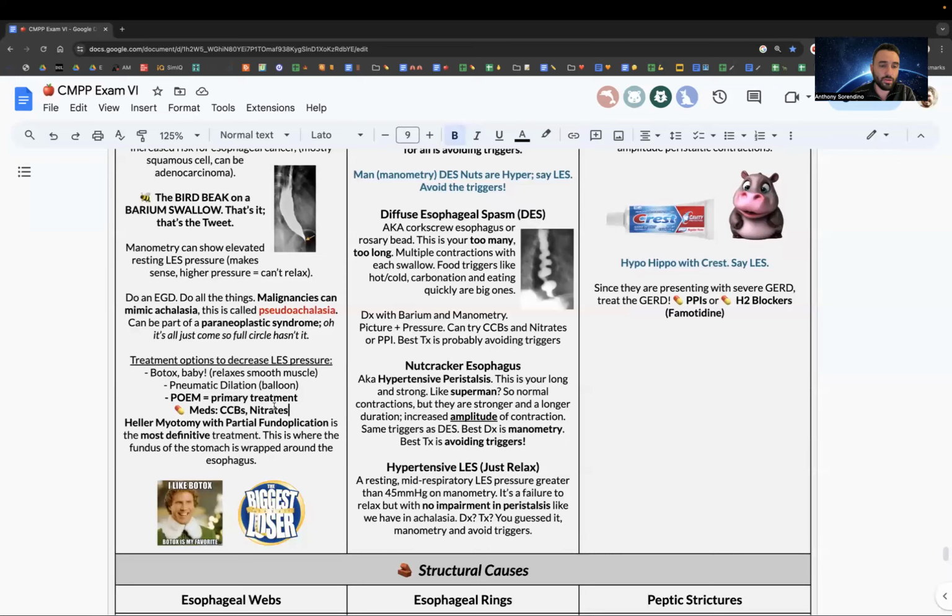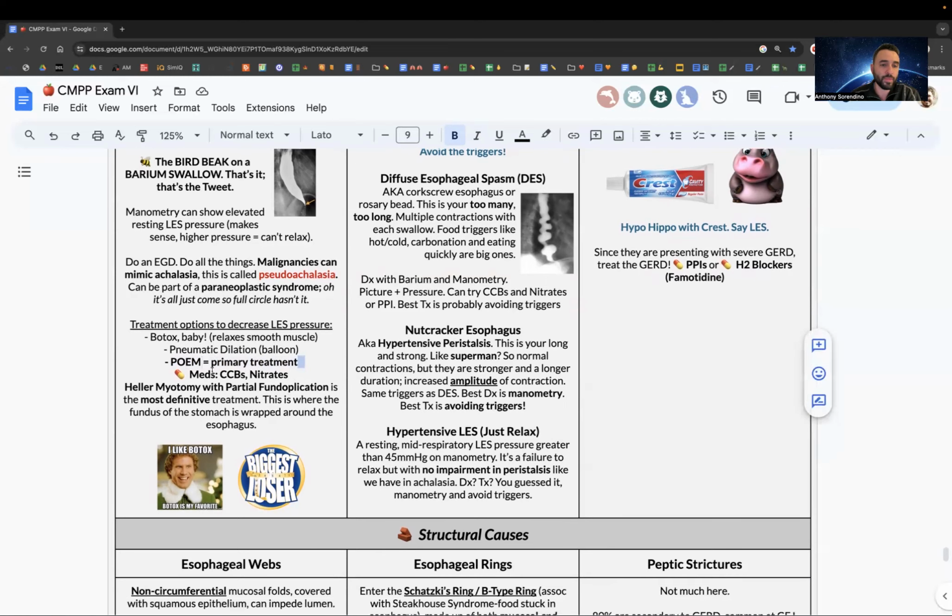You can dilate it pneumatically. The primary treatment is this thing called POEM, which is a type of myotomy where they cut out a little part of the sphincter so that it can open up. You can use meds here, vasodilators, so calcium channel blockers and nitrates, which are smooth muscle relaxants. Yeah, smooth muscle in the blood vessels.